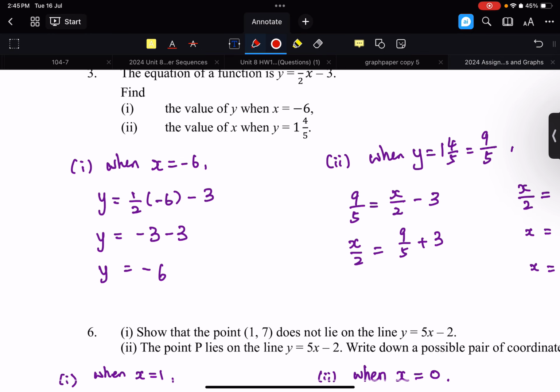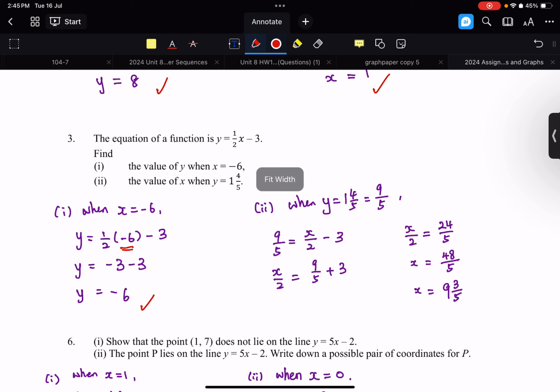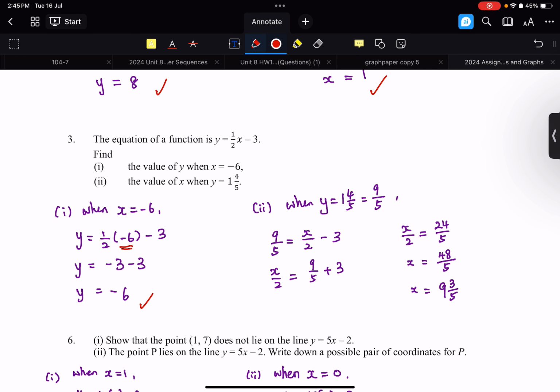Now, over here, okay, same scenario, right? Replacing x with negative 6 in this way. Simplify, y equals negative 3. Now, in this case over here, right, it's actually y equals 9 over 5. So I did that, right? But after that, we successfully reached this stage. And then, of course, in my previous version, I made a mistake, right? So it should be multiplied by 2. You should get 48 over 5, resulting in 9 and 3/5.